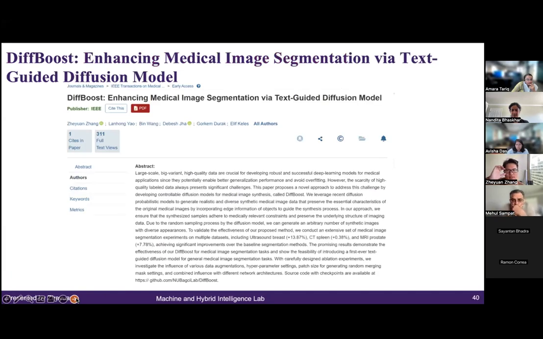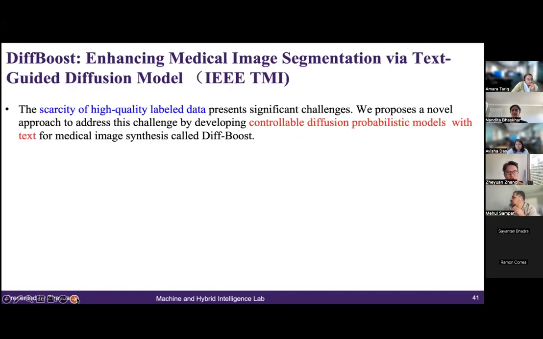Going beyond this, we focus on robustness methods. The previous one is more focused on the clinical studies and dataset collection. So this one is our TMI work we published last year. The motivation behind this work is that in medical segmentation, the scarcity of high quality labeled data is always a significant problem.